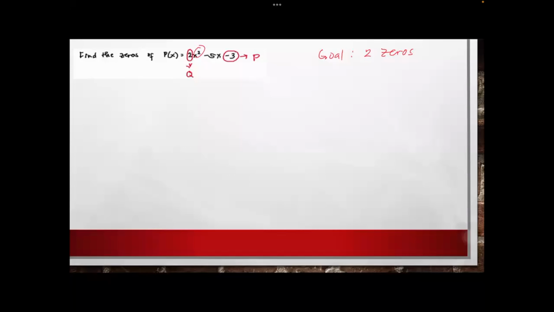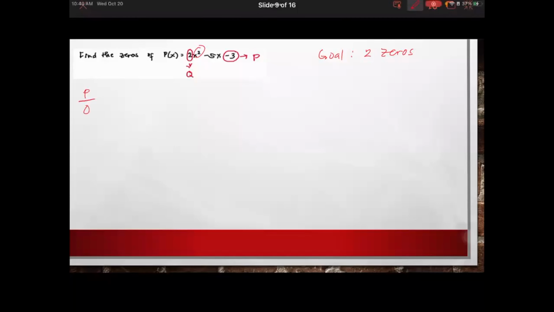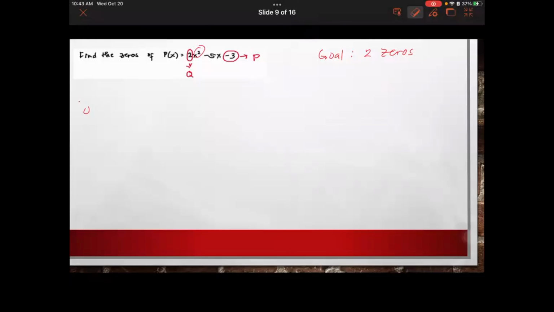Now, let's have first the P. Sabi dito, P divided by Q. Identify muna natin yung factor ng P. Meron tayong P which is negative 3. Ano yung factor niya? We have positive and negative 1 and positive and negative 3. So, those are the factors of negative 3. Next, we have the Q. Ang Q natin ay positive 2. Factor niya is positive and negative 1 and positive and negative 2.